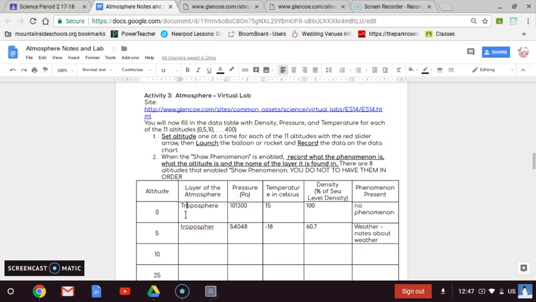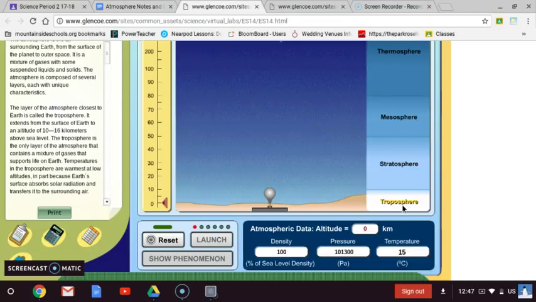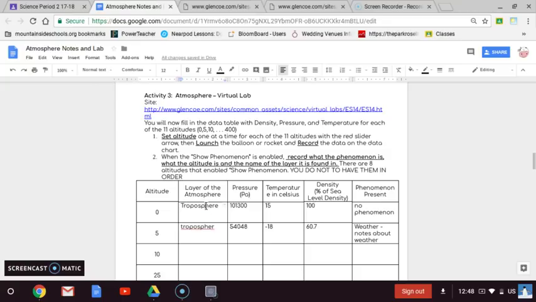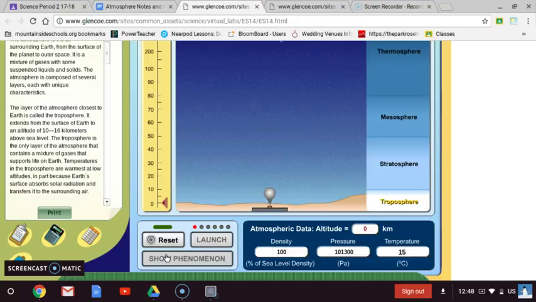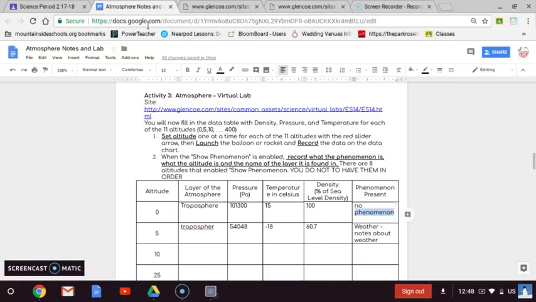What I haven't figured out is my layer. So if I go here, I can see that across the row, I would be in the troposphere. So I have already recorded that I am in the troposphere. The way that I knew that this had to be no phenomenon was, see here how the show phenomenon is gray? Well, that gray means that there is no phenomenon at that level. So if we go back to our chart, I would have filled in no phenomenon.